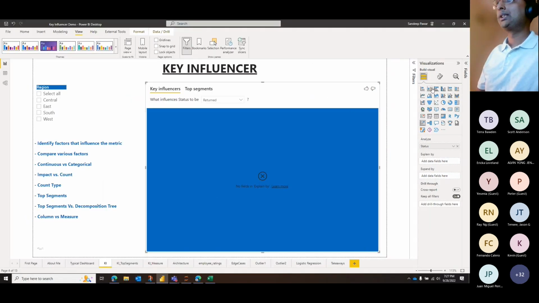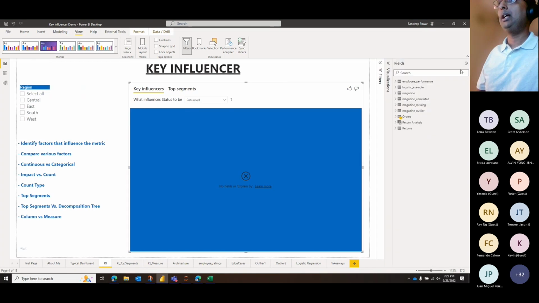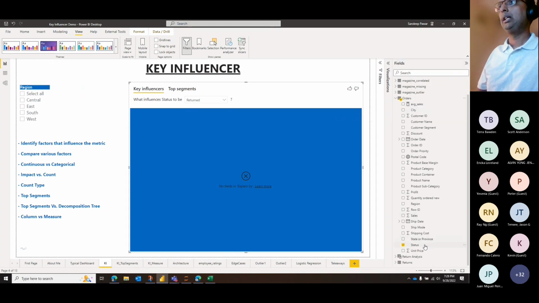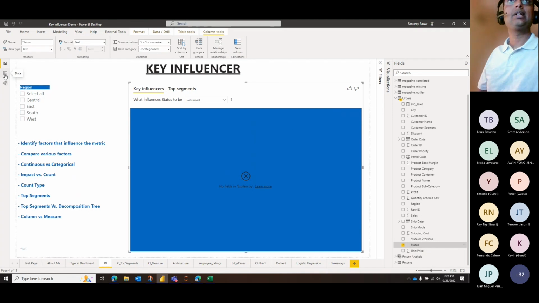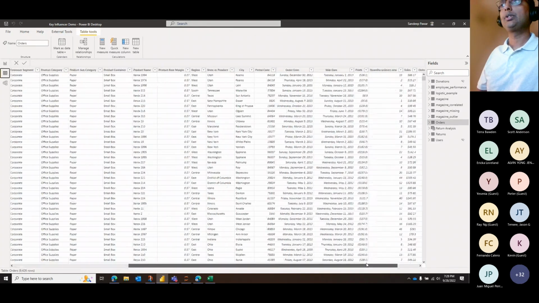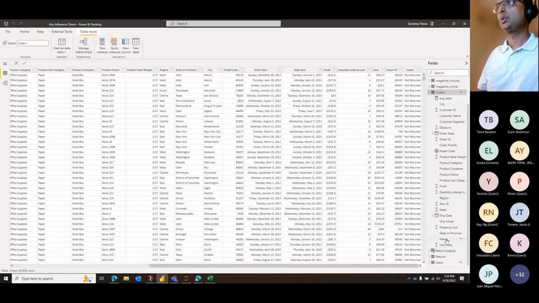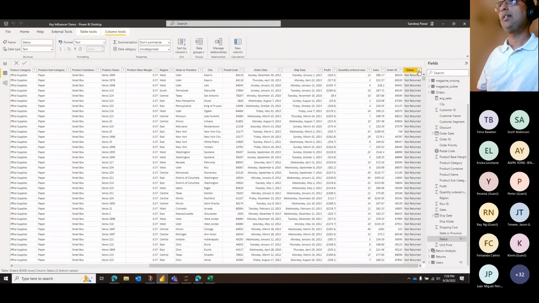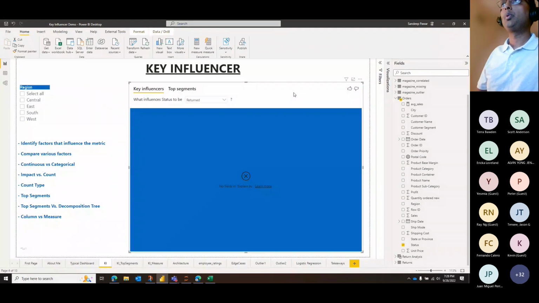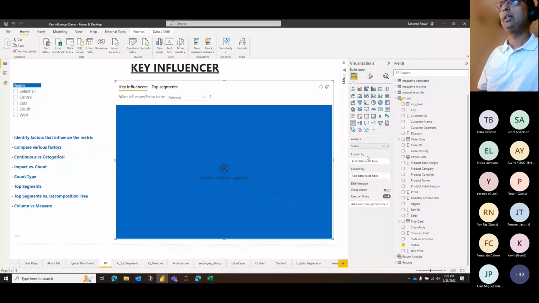So in my case, what we want to understand is the returns, right? So I'll go to my data, and then I have status. The status has returned versus not returned. Let's go to orders, and then let me show you the status. Yeah, so we have returned and not returned. Very simple. And that's what we want to understand, right? So let's start, and then I just drag it into this field, analyze status.